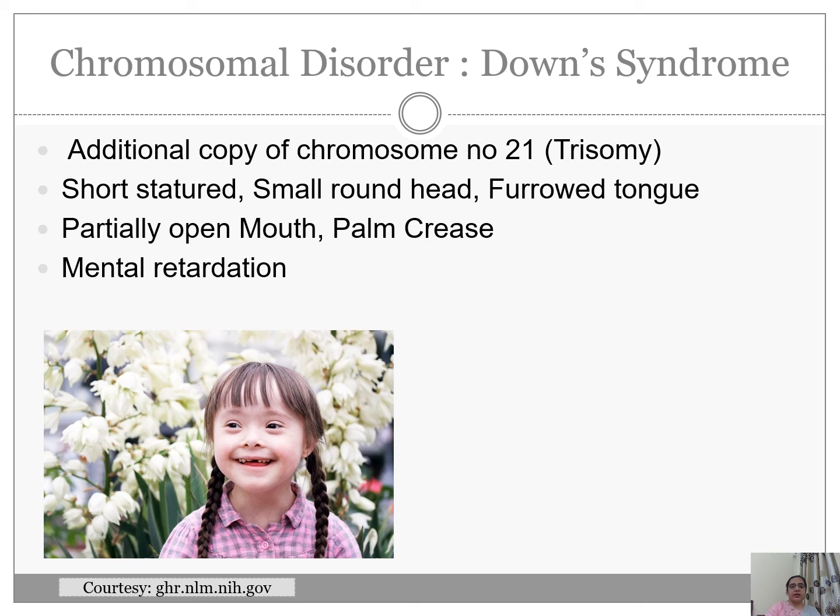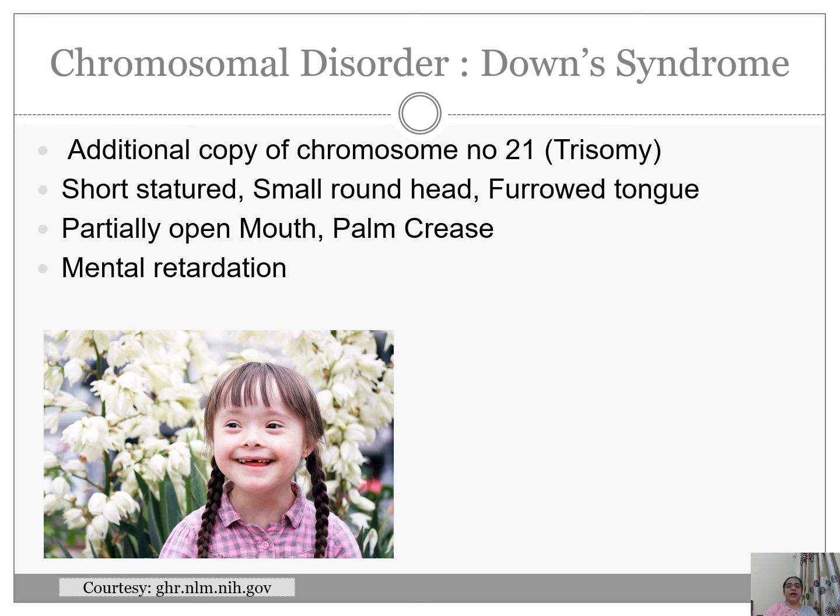In this, the individual is short-statured with a small round head and furrowed tongue. The mouth is partially open and in the palm, a crease is very clearly visible. These individuals are mentally retarded.